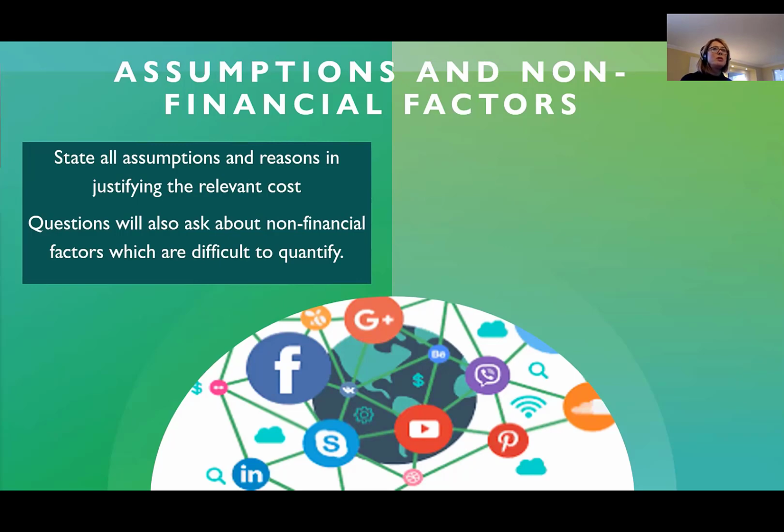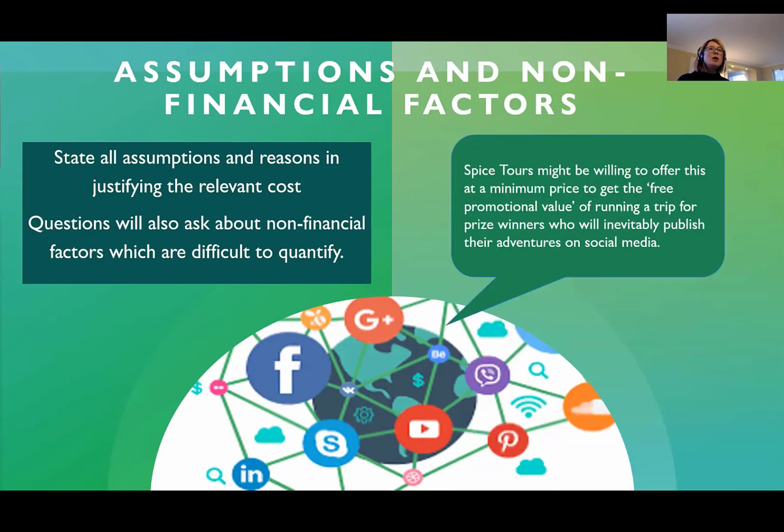One example is if they run the trip, they might be willing to offer the minimum price or even less than the minimum price to get the free promotional value of running a trip for prize winners. This is quite common because these prize winners are going to be publishing it all over social media, and their friends and family are all going to go, oh, that would be a nice trip to go on, and start going to spice stores for it. So they may be willing to run this trip at a loss, shall we say.